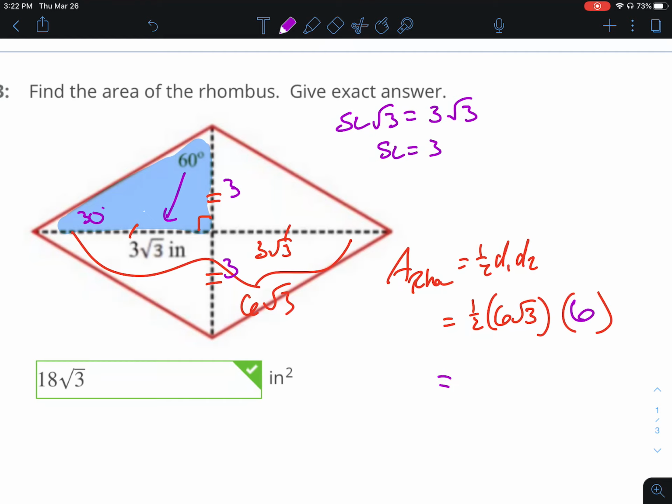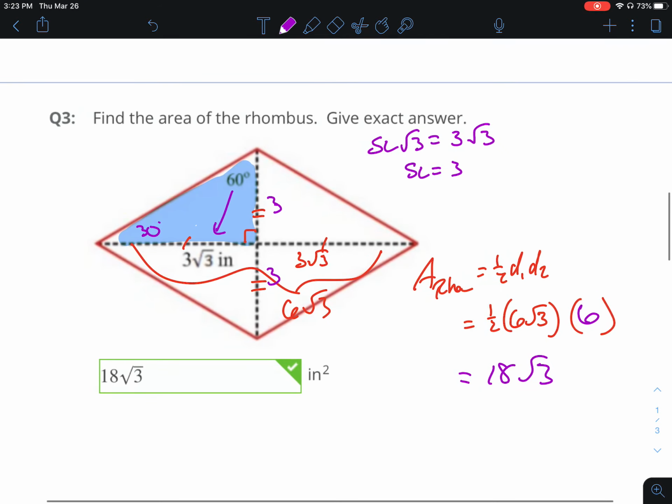6 times 6 is 36. Divide it by 2, you get 18 square roots of 3. So there is the 14.3 quiz.